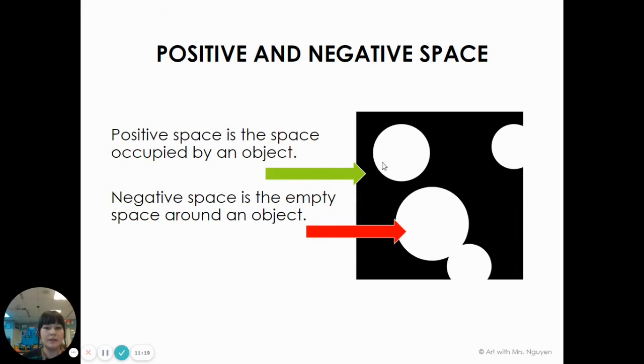One way to talk about space is talking about positive and negative space. Positive space is the space where something is happening in the drawing. So if this is my picture, then the black part is colored in, that is the positive space. The white parts are left blank, and that is the negative space.